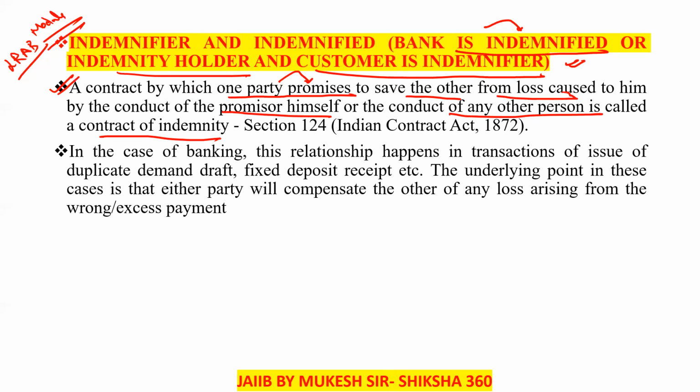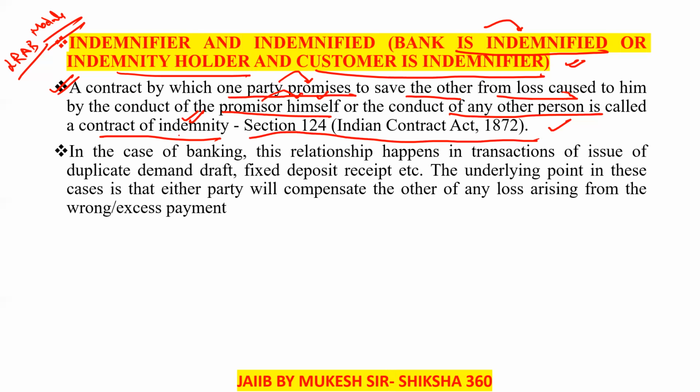That is, a contract by which one party promises to save the other from the loss caused to him, either by the conduct of the promiser himself or the conduct of any other person. It is called the contract of indemnity, and that is mentioned under Section 124 of the Indian Contract Act 1872.